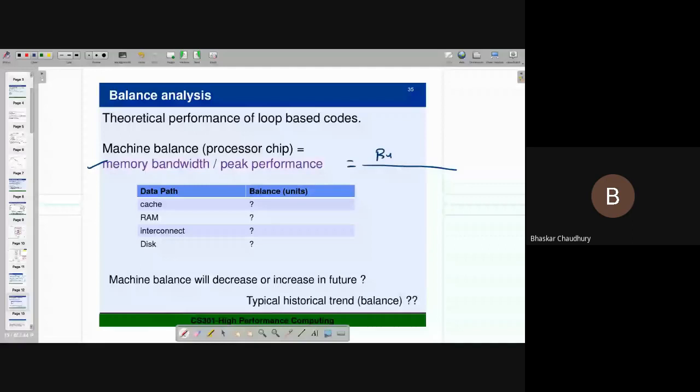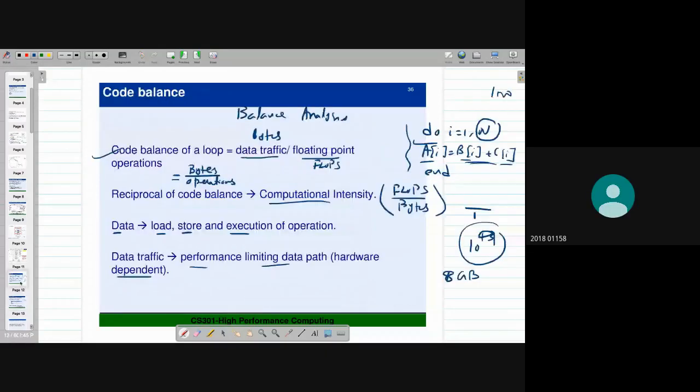And what is the peak performance? What is the unit? Flops per second. Now, what do you get? Bytes per flops, right? Now, if you look into your code balance, what is the unit of code balance? Bytes per flops. Yeah, so bytes per flops.